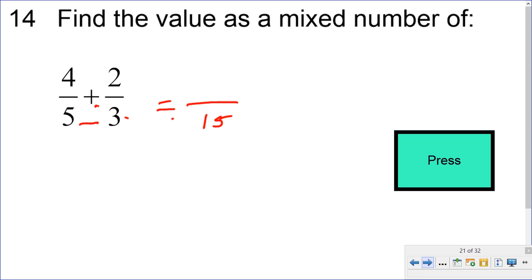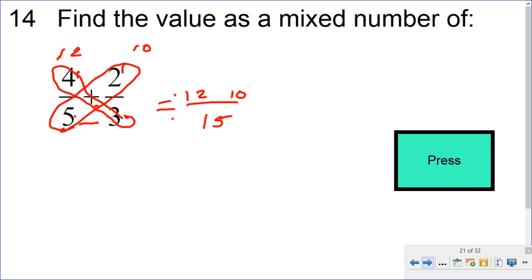Then I'm going to cross multiply 4 and 3. That'll give me 12. And then I'm going to cross multiply 5 and 2. That'll give me 10. So I have 12 and I have 10. And I'm going to do what's inside of the problem. I'm going to add them. So 12 plus 10 equals 22, and I'm going to keep my denominator the same over 15.